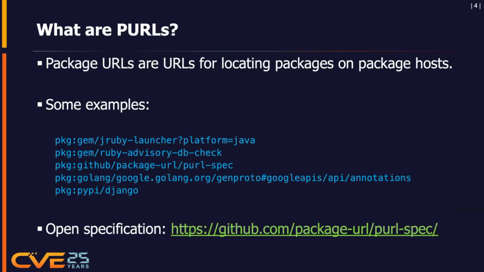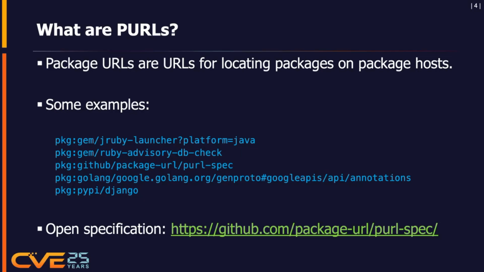Now, what do they look like? They're URLs. They have a scheme that's pkg, and then the next piece is a type. I've given a few examples here: gem, GitHub, Golang, PyPI. The PURL specification maintains a list of different types, which reflect different package hosts supported within PURL, and each of those types then specifies what additional information you might add.